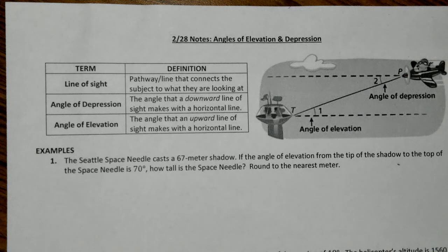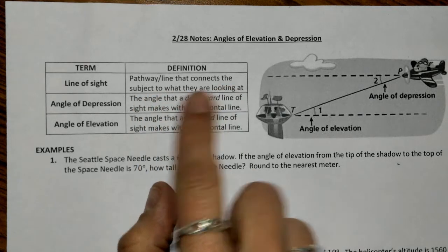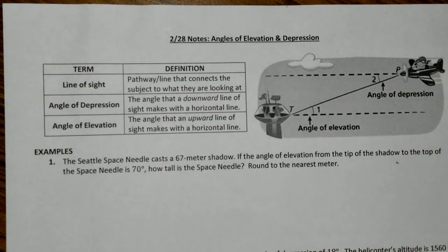All right, guys, the very last thing we need to talk about with trigonometry for this unit is going to be what's called angles of elevation and depression. First of all, we need to talk about your line of sight. Your line of sight is going to be the pathway or the line that connects the subject to what they're looking at. This is going to be a horizontal line.